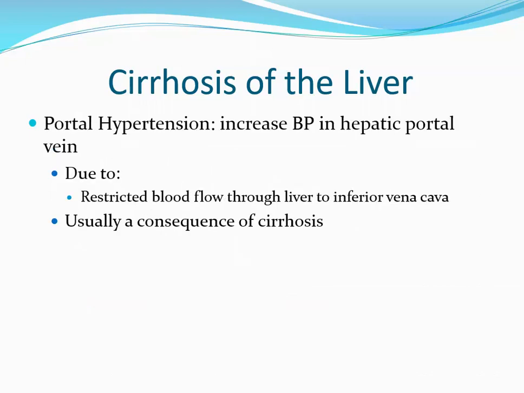We're going to look at some of the consequences of cirrhosis, what happens as a result of cirrhosis. One of these consequences is portal hypertension. Remember, the hepatic portal vein is the vessel that drains the intestines, stomach, pancreas, and spleen through the liver. Portal hypertension is an increase in blood pressure in this hepatic portal vein. This is due to the restricted blood flow through the liver to the inferior vena cava. This may be due to thrombosis in or compression of the inferior vena cava, the hepatic or the portal veins. But usually portal hypertension is a consequence of cirrhosis.